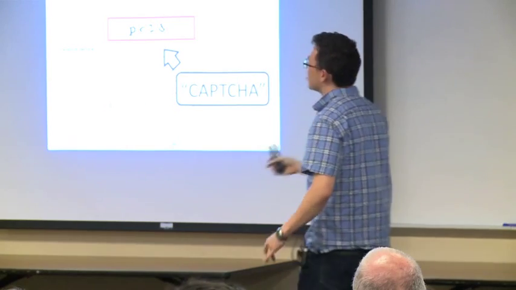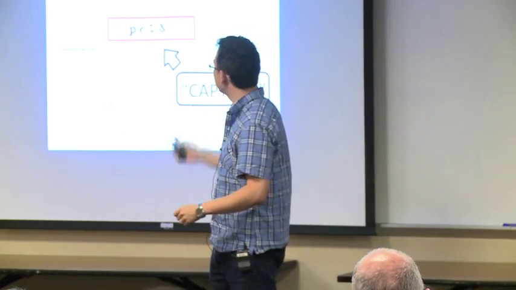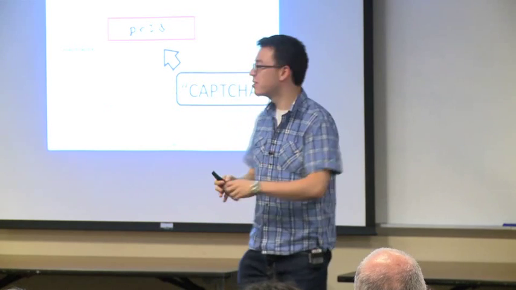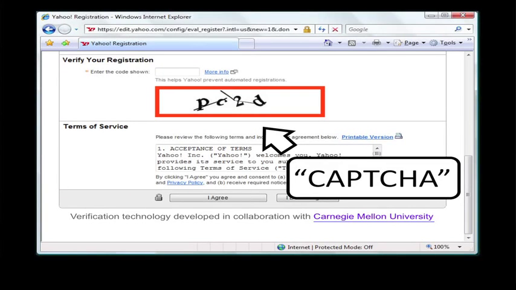Okay? Now, CAPTCHAs are used all over the internet. And since they're used so often, a lot of times the precise sequence of random characters that are shown to the user is not so fortunate. So these were supposed to be randomly chosen characters. So let me show you.